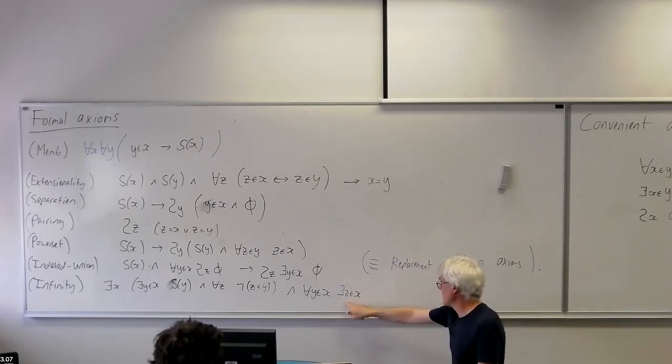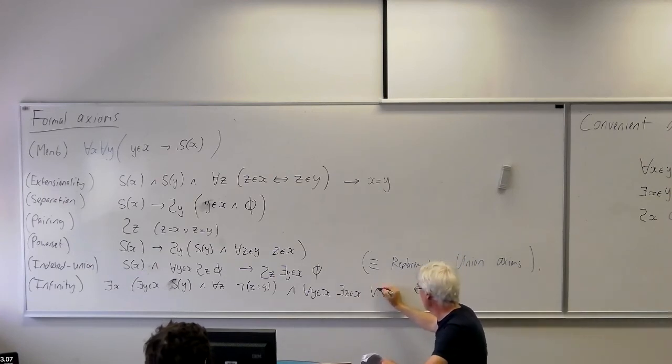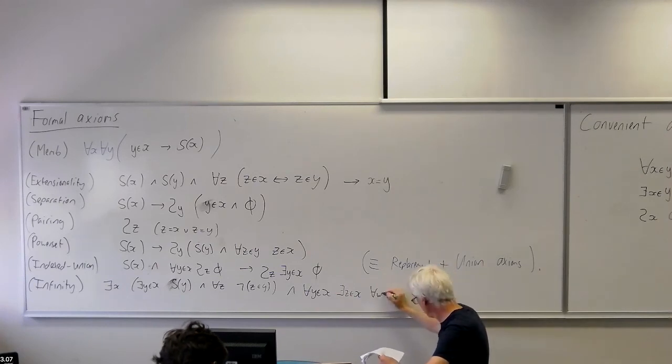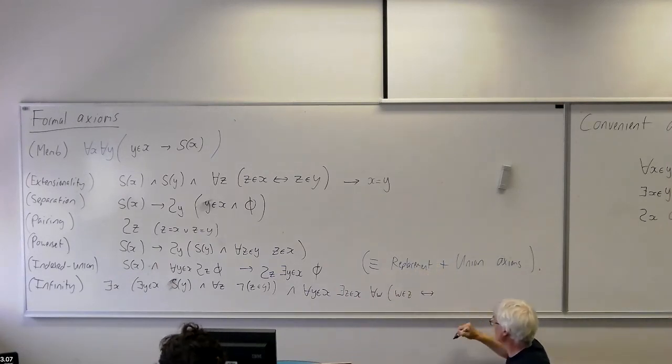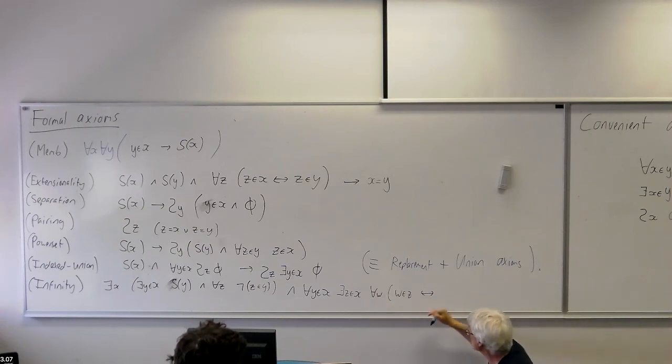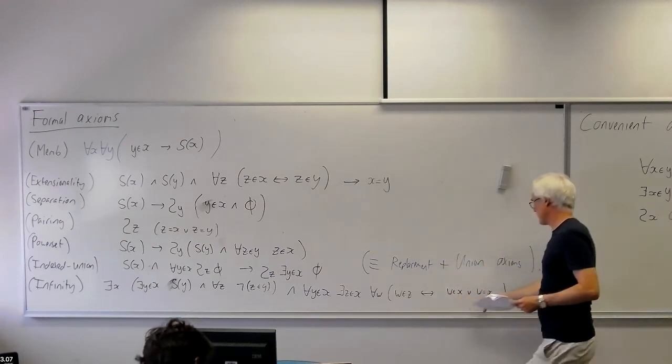For Z to be the von Neumann successor of X, it's X union the singleton X. So every element of Z either needs to be an element of X or it needs to be X itself. That's stating that it's the von Neumann successor. So we want to say for all W belonging to Z, the von Neumann successor consists precisely of the elements of X, so either W belongs to X or W equals X. We want Z to consist precisely of either the elements of X or X itself.